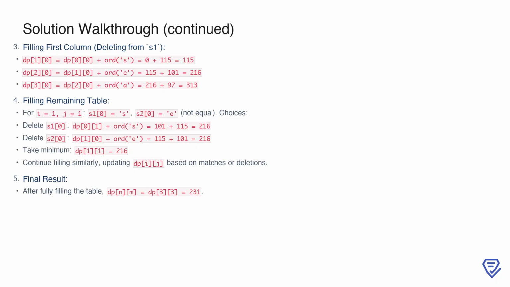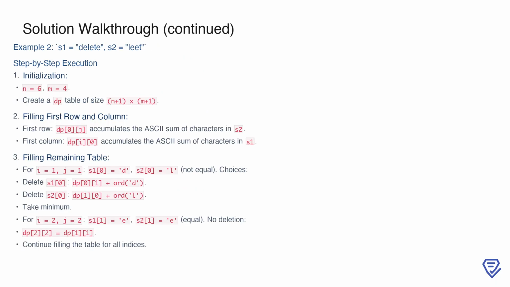The final value at DP[3][3] represents the minimum ASCII delete sum for making "sea" and "eat" equal, which is 231. Let's now consider a slightly more complex example where s1 is "delete" and s2 is "leet". The lengths of the strings are 6 and 4, respectively, so the DP table will have dimensions 7 by 5. As before, we begin by initializing the first row and column.